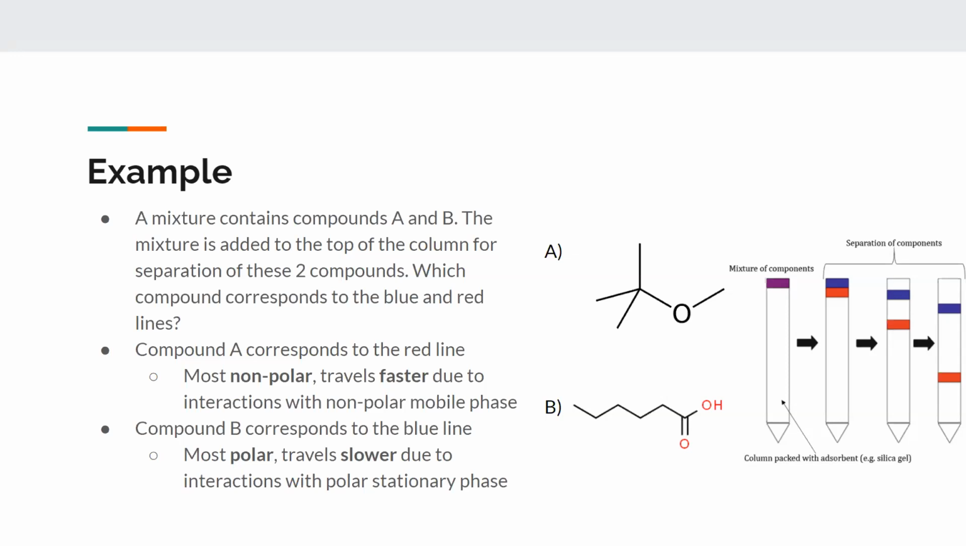You can also think of it in terms of how the compounds interact with the stationary phase. If you remember that in column chromatography the stationary phase is polar, then the polar compound will interact with this stationary phase. Because it's spending so much time interacting with the stationary phase, it will travel slower. Does anyone have any questions?